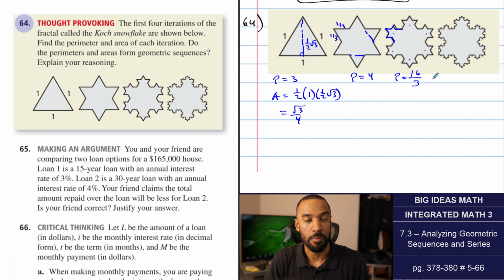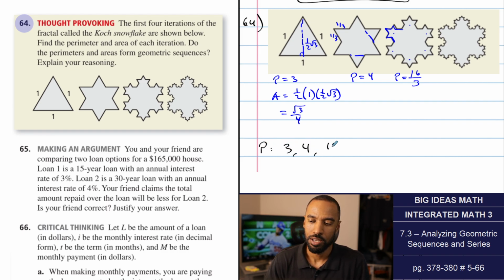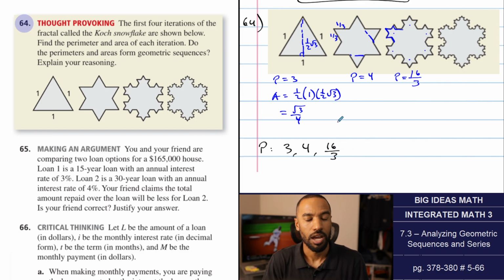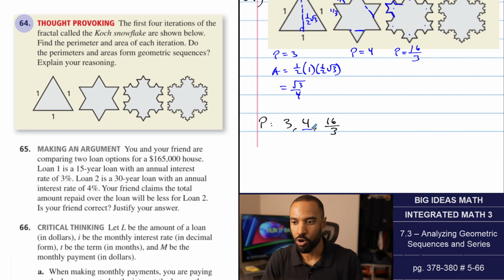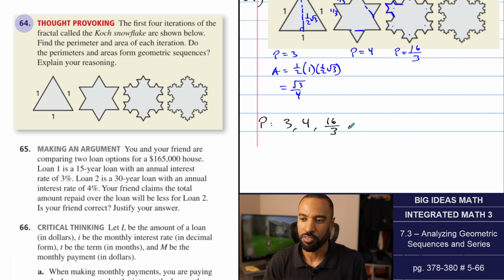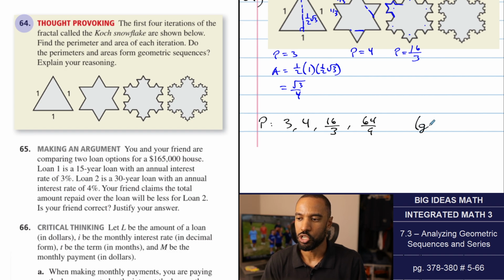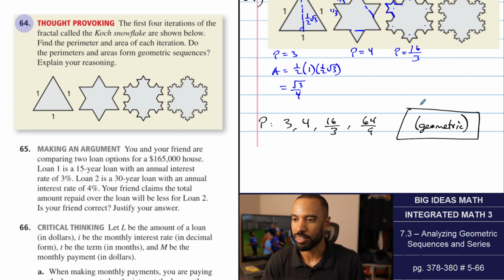It's clearly not arithmetic. So for perimeter, 3, 4, 16 thirds. Are we multiplying by 4 thirds each time? 4 over 1 times 4 over 3 is 16 thirds. Yes, it is. So I'm going to guess that the perimeter of the last one is 64 ninths. Therefore, this is geometric. I'm not going to land on that last one as a whole. I'm just going to go ahead and leave it like that.